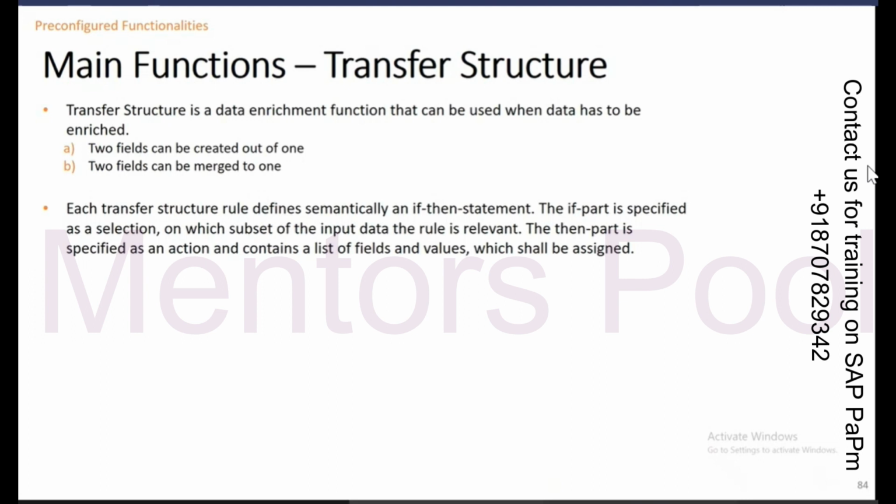Can we see anywhere two fields joined into one field, or one field divided into two fields? What is this? Have we done this in BW? Yes, concatenation and split. If you want to join two fields, we use concatenation. If you want to split, we use split.